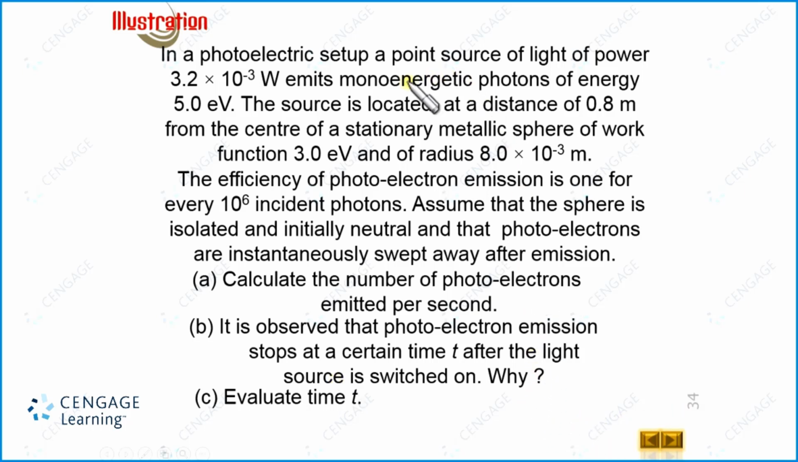What is happening? We are given the power of the point source, that is 3.2 into 10 to the power minus 3 watt, right? And we are also given the energy of the photon, 5.0 electron volt. We are not given the wavelength, directly given the energy of the photon. The source is located at a distance 0.8 meter from the center of a stationary metal sphere. That means we need to find the intensity of the radiation at a distance 0.8 meter. And we know intensity equals power divided by area. And this is a point source, and we know for a point source the energy density has spherical symmetry. So first of all, we need to find the intensity at a distance small r.